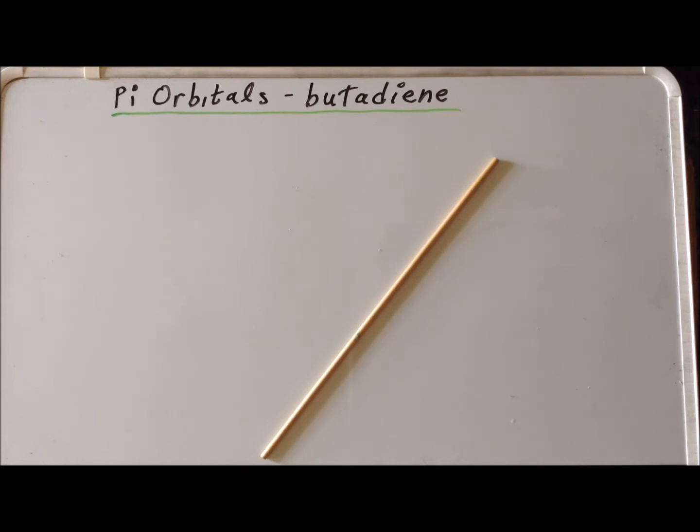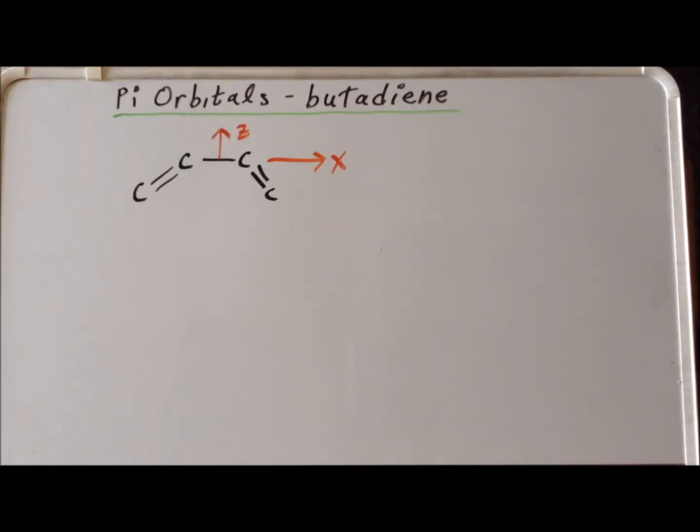Hello and welcome back. In this video, we are going to derive the pi molecular orbitals of 1,3-butadiene using the projection operator method. Here we have sketched the carbon skeleton of 1,3-butadiene. This compound is a prototypical diene in the Diels-Alder reaction.